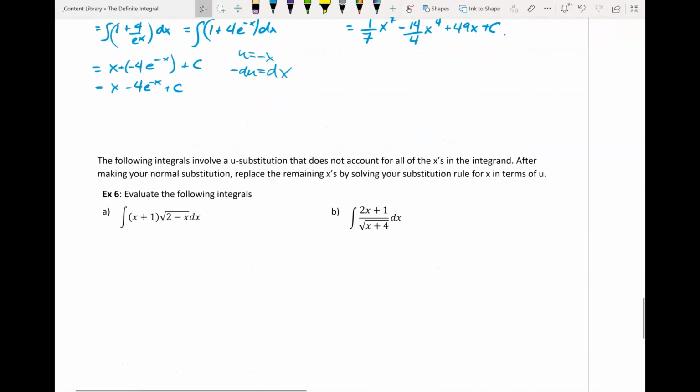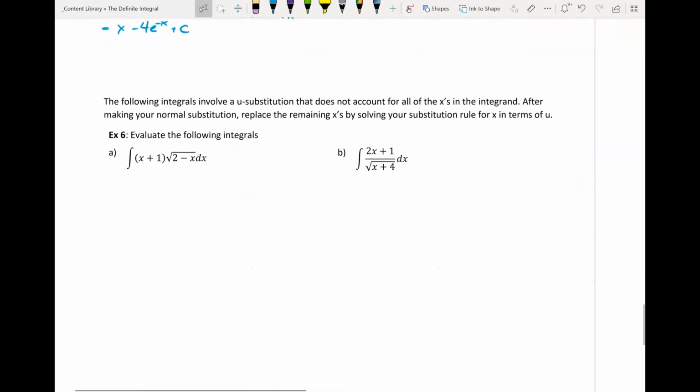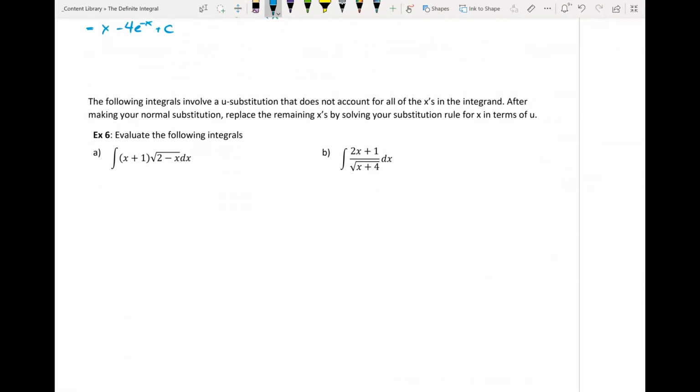So there's 2 more questions I want to go through with you. Sometimes you can use u-sub, but it doesn't account for all the x's in the integrand. So you could make another substitution after normal substitution and then replace everything in terms of u that way. You're going to see what I mean once we do these 2 examples. So for this one, I'm going to let u be 2 minus x because the derivative of that is just going to be a negative 1.